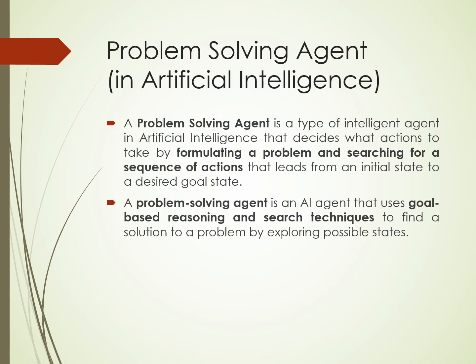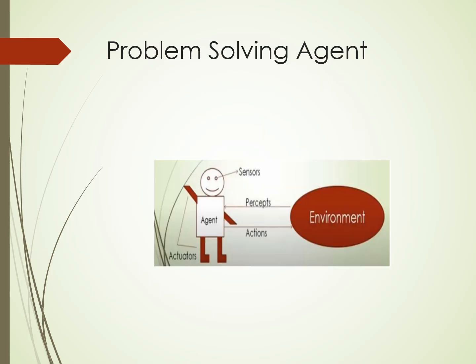The next topic is the problem solving agent in artificial intelligence. A problem solving agent is a type of intelligent agent in artificial intelligence that decides what action to take by formulating a problem and searching for a sequence of actions that lead from an initial state to a desired goal state. A problem solving agent uses goal based reasoning and search techniques to find the solution to a problem by exploring the possible states.